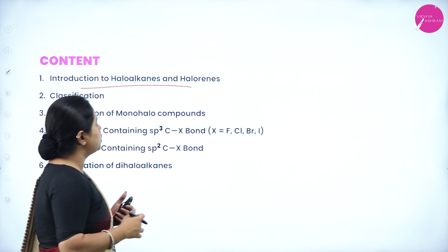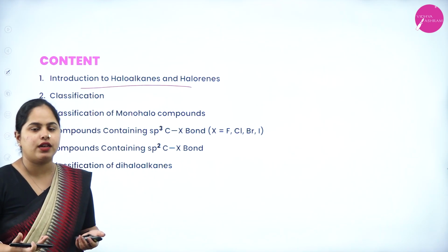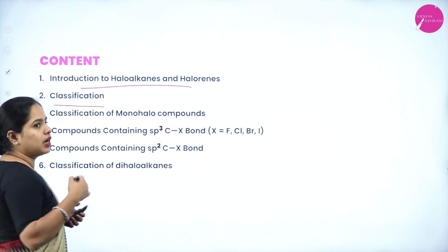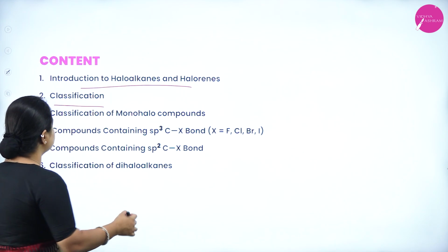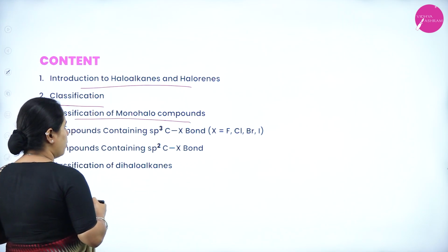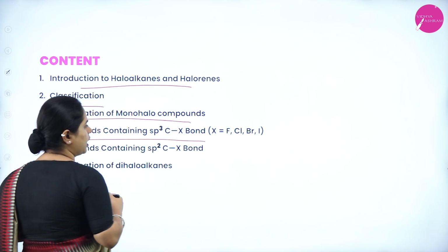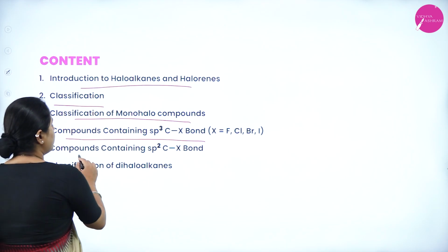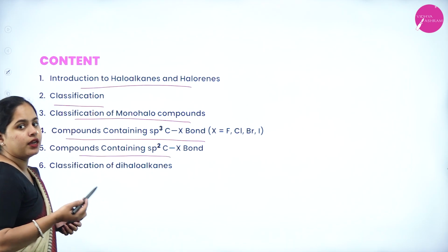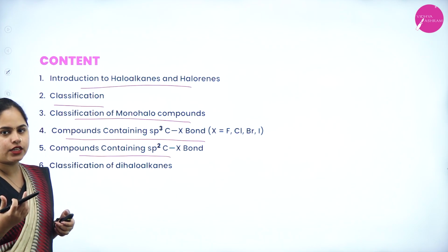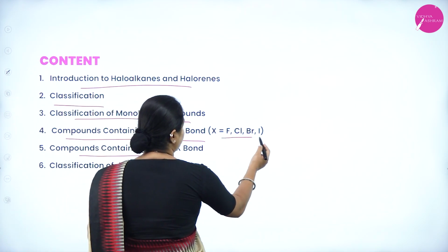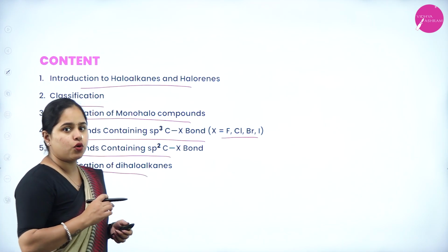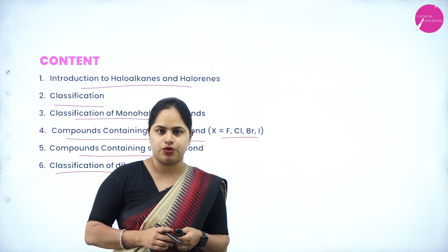Right, so the introduction to haloalkanes and haloarenes. What are haloalkanes and haloarenes? First we need to understand, right? And then we'll be studying about the classification of haloalkanes and haloarenes, the classification of monohalo compounds, then compounds containing sp3 carbon-X bond. Now what is this X which I have written here? We'll understand that. And compounds containing sp2 hybridized carbon and X bond. So that X actually stands for, as you can see here, fluorine, chlorine, bromine, iodine. Those are the halogens, right? And classification of dihaloalkanes. So all this we are going to discuss in this session today, right?